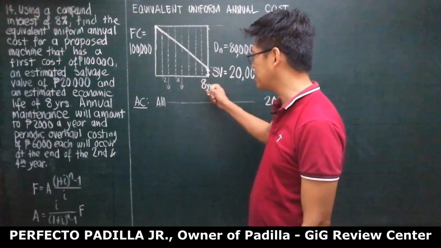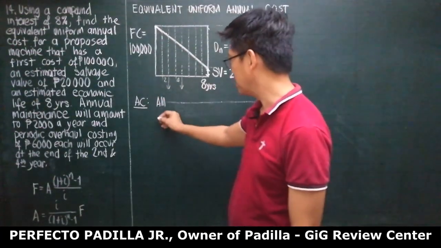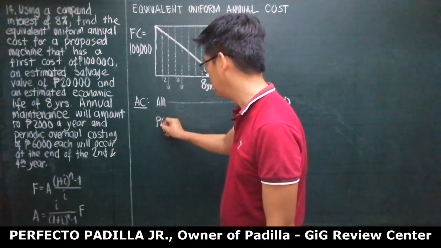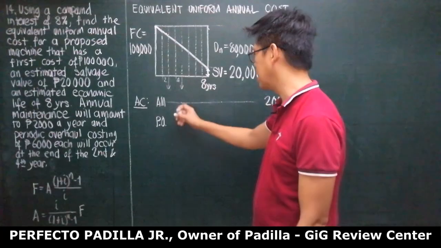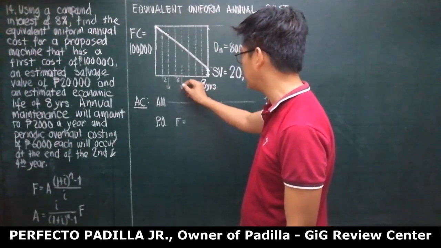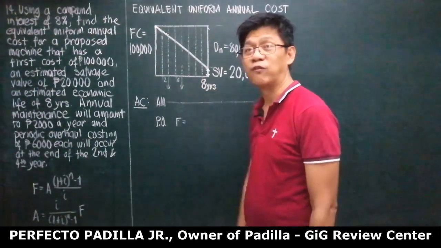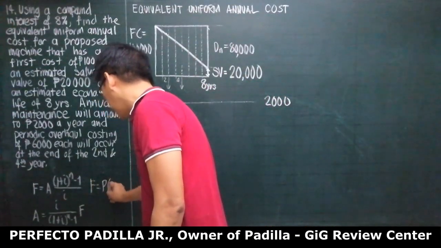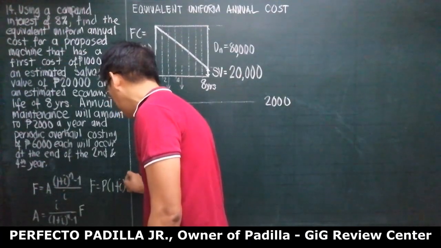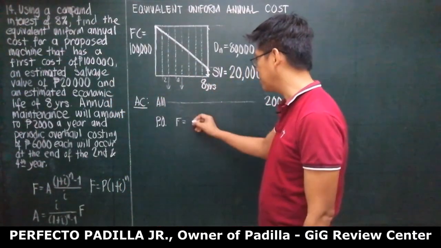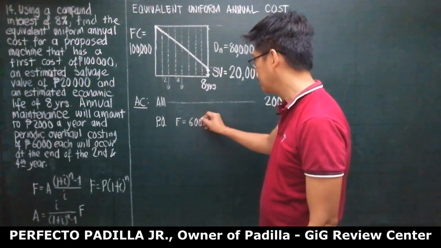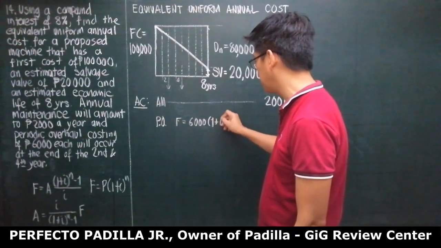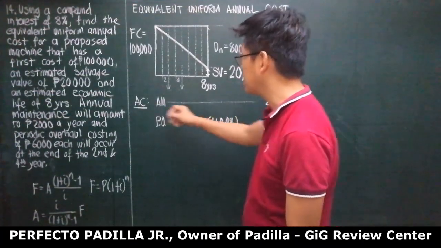Dalhin natin sila pareho sa future. So, ito yung periodic overhaul. Dalhin sa future yung 6,000 na to, 1, 2, 3, 4, 4 years, di ba? So, di ba yung F is going to be P times (1 plus i) raised to N. So, you'll have here this 6,000 times (1 plus 0.08) raised to 4 years, because the interest is 8%.